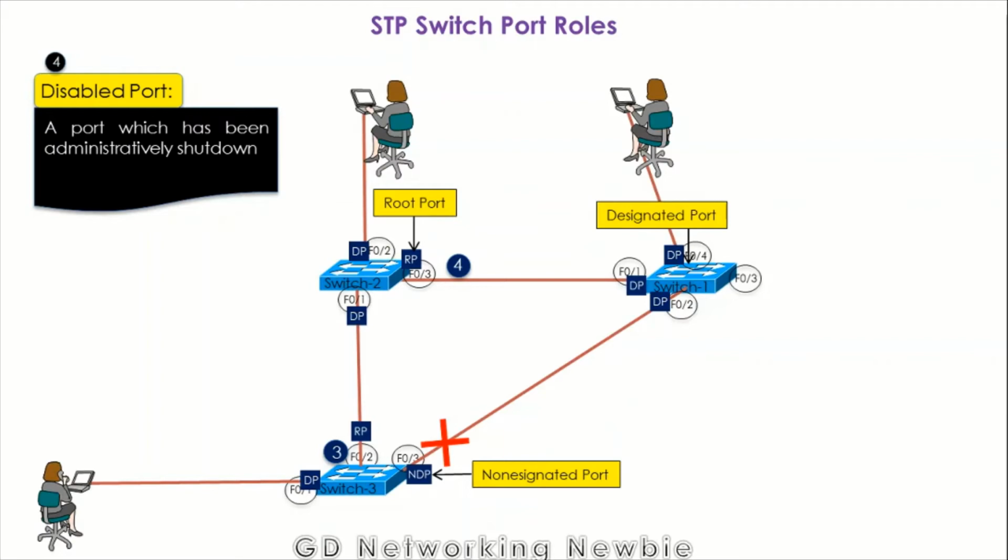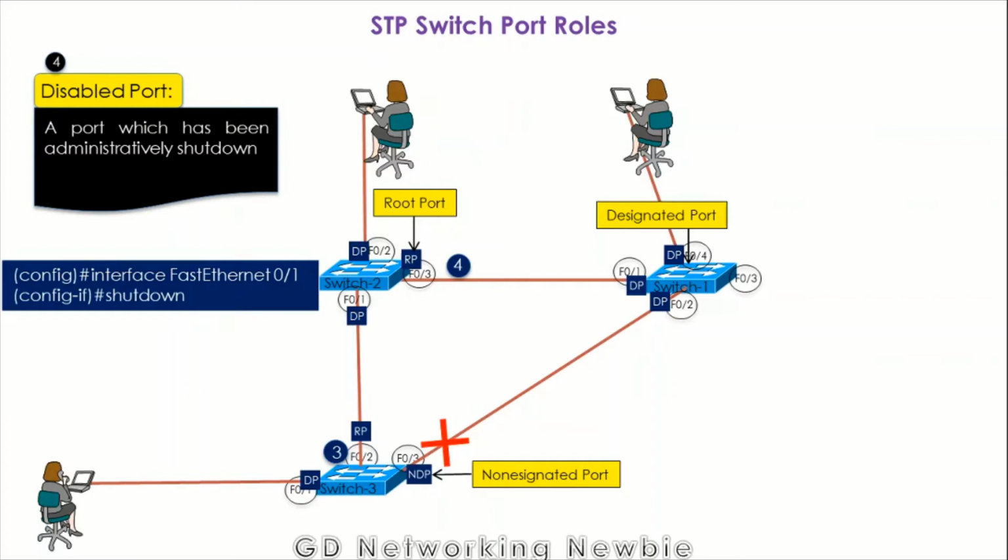And finally, we have a disabled port, a port which has been administratively shut down. It means that it will not take part in the spanning tree protocol. In that case, we go to that specific interface or port of the switch. For example, if you want to disable this specific port, then we go to interface FastEthernet 0/1 and administratively shut it down. And once the port is in this state, we say that this is the disabled port.